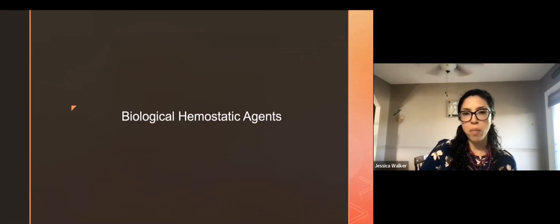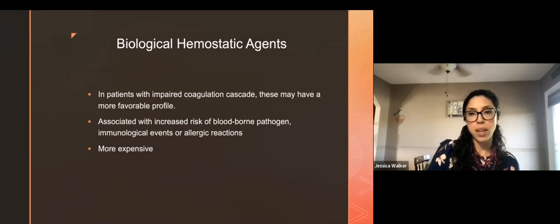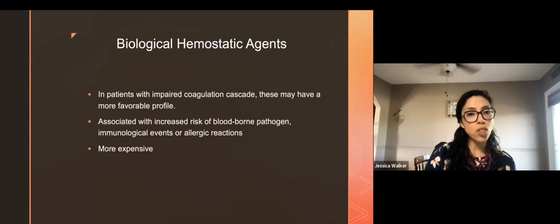And now we're going to talk about some biological agents. The biological agents are ideal for patients who have an impaired coagulation cascade, for sure. They are also associated, as we talked about, with blood-borne pathogens, and could cause allergic reactions. They're also much more expensive. The first one is patients with impaired coagulation cascade, as we talked about before, patients that are on anticoagulation or have some clotting disorder.